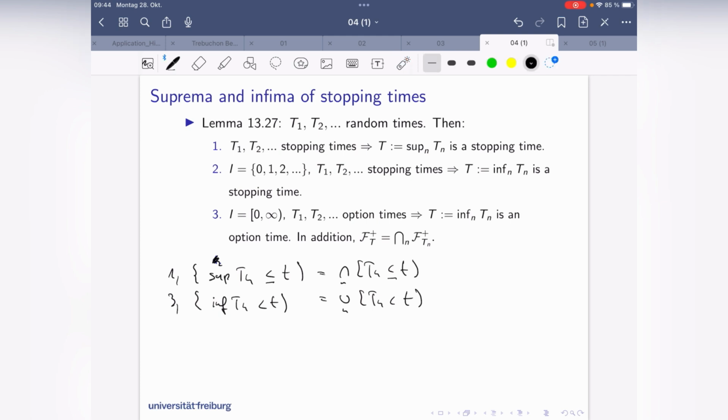The only way out, to be a bit more general for the second property, is if they are stopping times which only take values 0, 1, 2, and so on, so they take values in a discrete set. Then I can say the infimum over all Tn is less than t. That's the same as the infimum over all Tn being less or equal than t minus 1. That's in Ft minus 1, because, as we just said, Ft minus 1 is a subset of Ft. So that's okay. And the last property: when I have these optional times and their infimum, then Ft plus equals the intersection of all F Tn pluses.